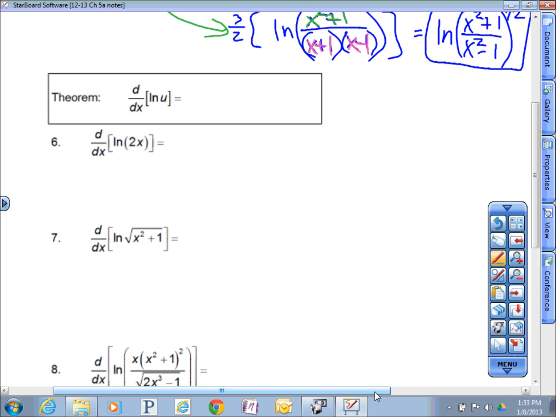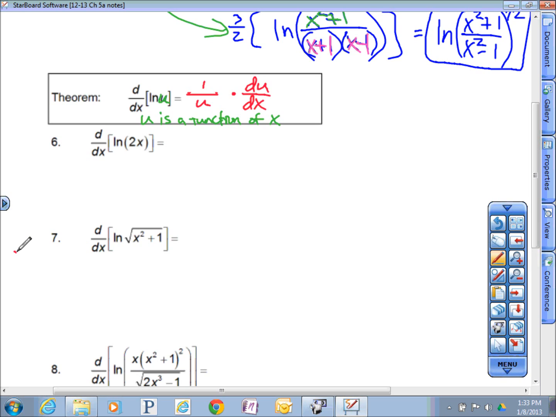So here we have the derivative with respect to x of the natural log of u, and then let's make a quick note right here that u is a function of x. Okay, just so that we know that. So u is a function of x. So if that's the case, and I go to take this derivative very simply, the derivative of natural log of u is 1 over what you are taking the log of, times the derivative with respect to x of what you were taking the log of. So 1 over u times du over dx.